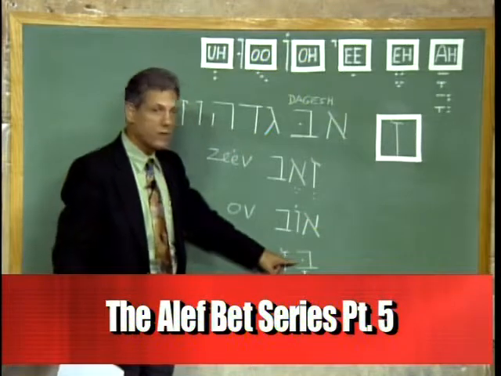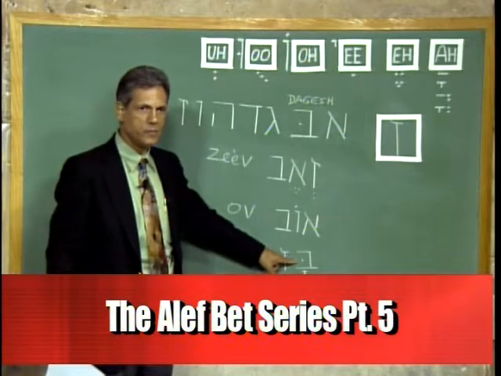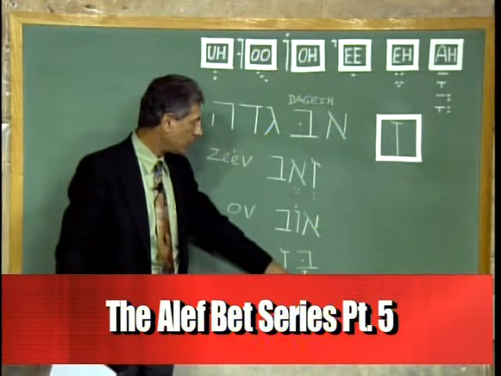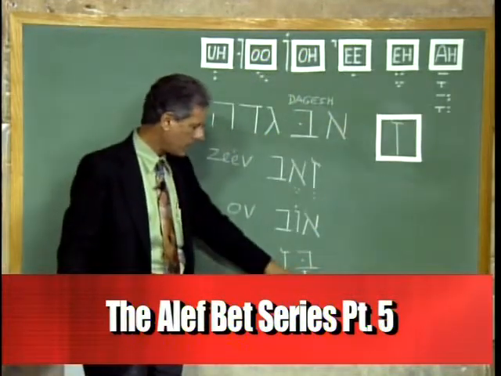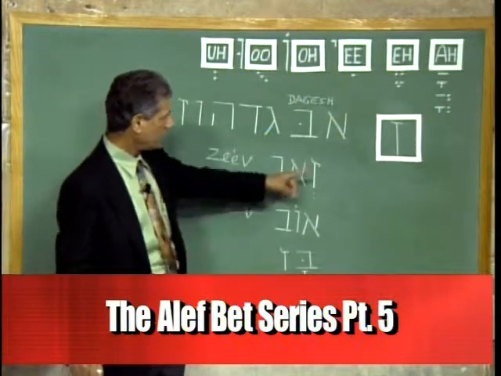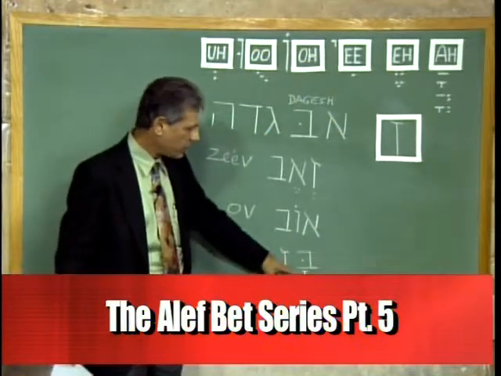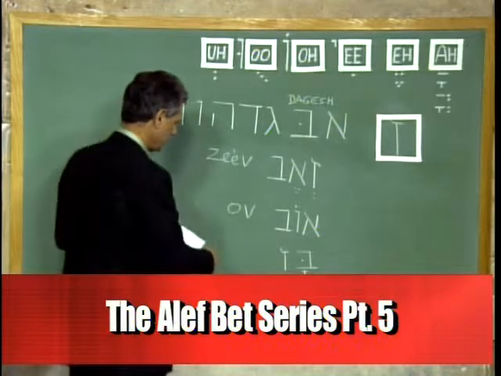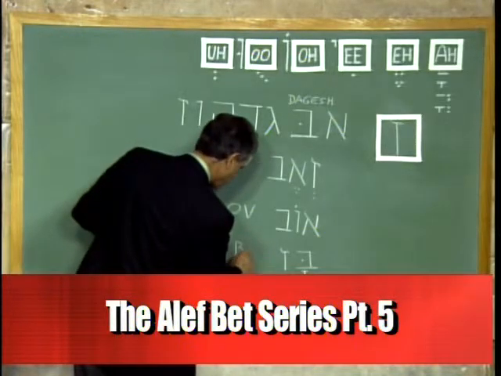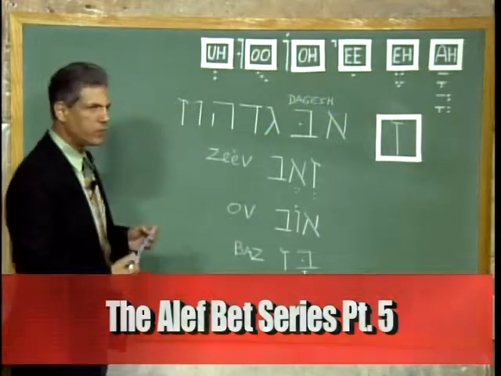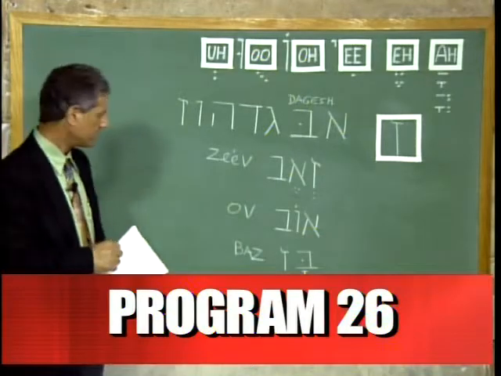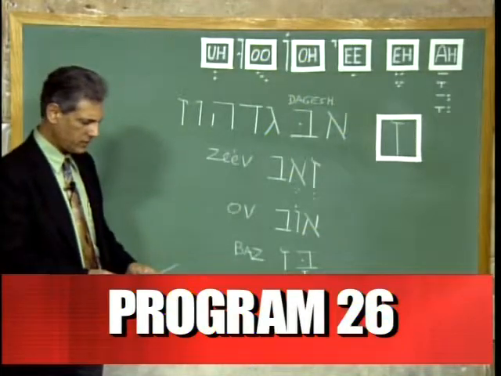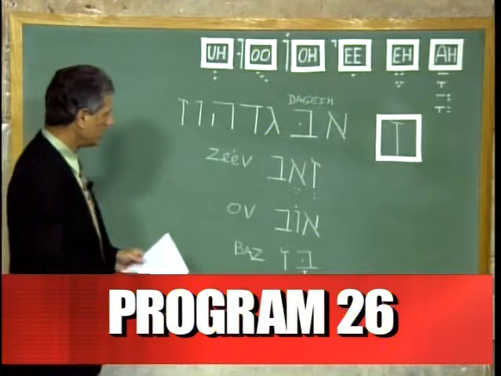The letter Bet with a dot inside makes a B sound. And the vowel of A comes right from here. So we have a Ba. And then the letter Zayin, Z. So we have Baz. Baz. It's a biblical name for one of the birds in the Bible. But that's just an exercise. How about another word?